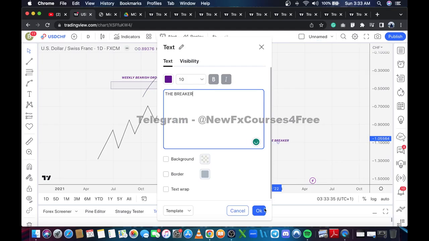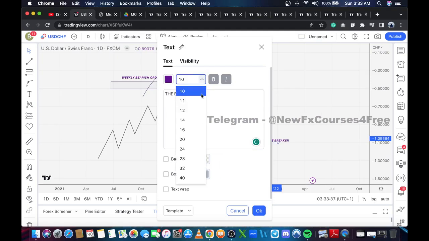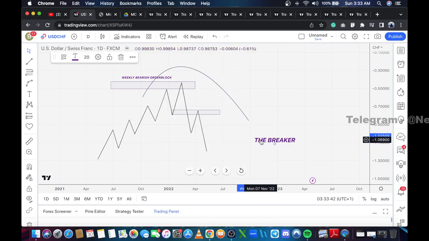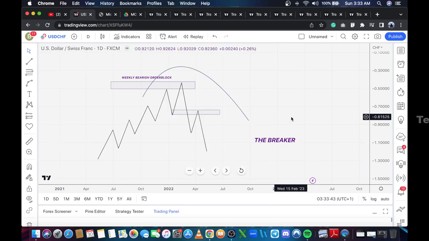And the breaker is not just any classic pattern. It is a method of delivery. So that's why this is a very strong institutional pattern.